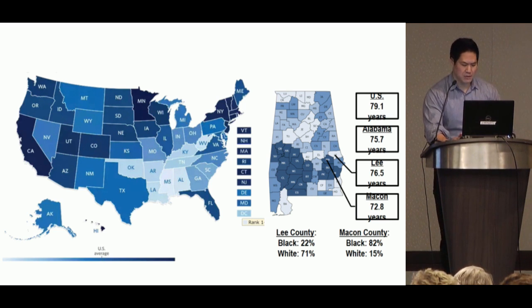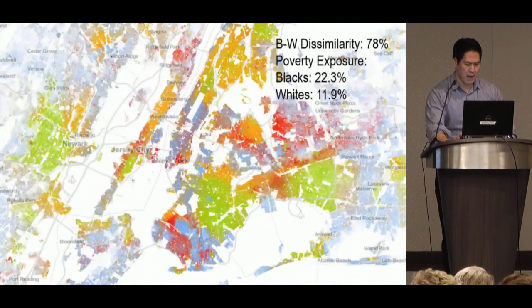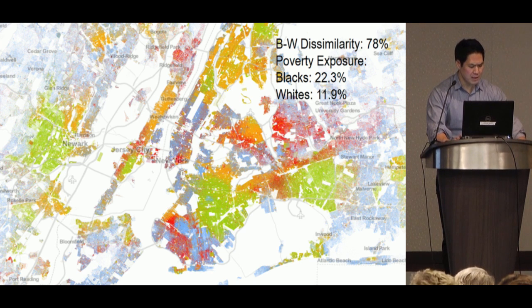So racial residential segregation is endemic in the US. This is a map of New York City, the largest city in the US. Here, the blue dots represent whites and green dots represent blacks. And so we can see that where you live in New York City is highly correlated with race. And using geocoded race data from the census, we can quantify this level of unevenness.